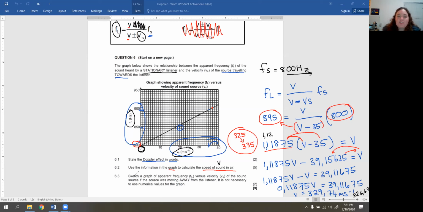All right. So you're then asked to sketch a graph of apparent frequency versus velocity for the sound of the source if the source was moving away from the listener, and it is not necessary to include any numerical values. So this is a little bit of a tricky one. We haven't done it. In fact, I must be honest, I don't think I've ever thought about doing it before. So we're going to quickly do this.